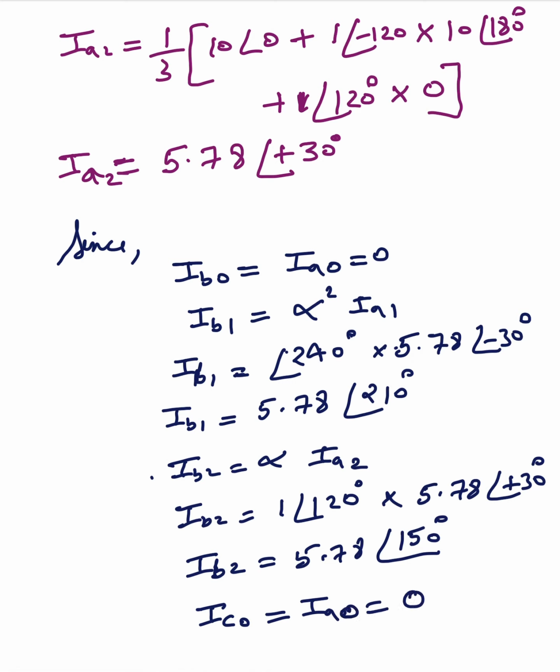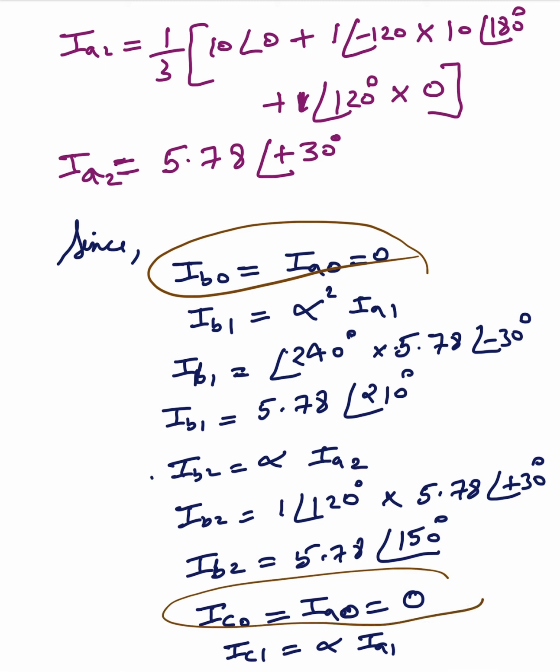Okay, so here what is the value of IC1? IC1 is equal to alpha IA1. Don't be confused about how to calculate this one and this one. You can easily calculate them; I have already told you how to calculate IA0. Similar way you calculate IB0 and IC0. The value is the same thing, so I have written directly here that it is 0.